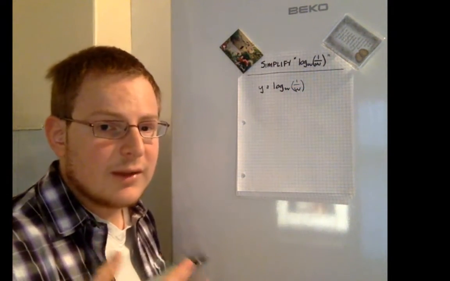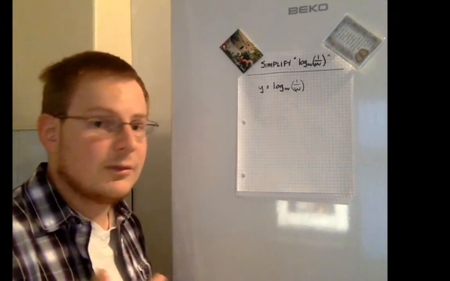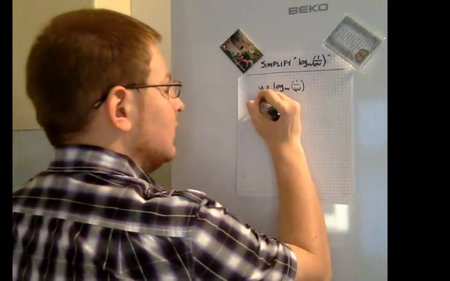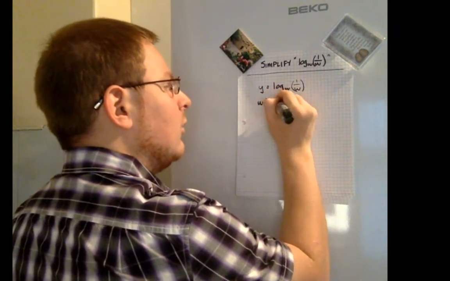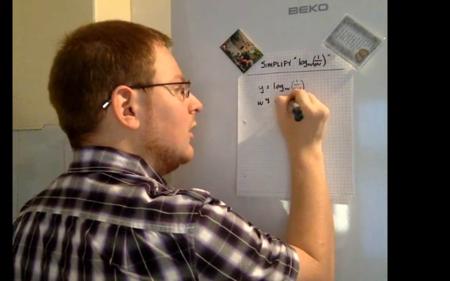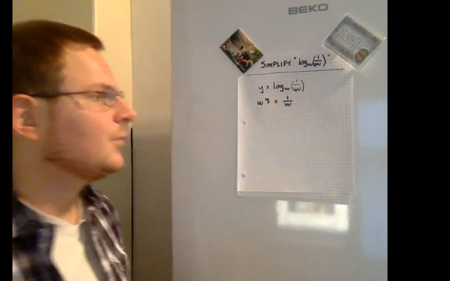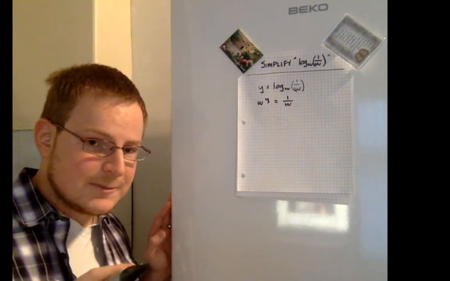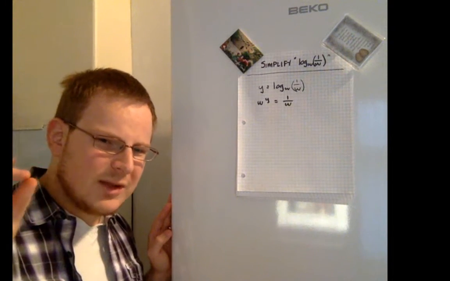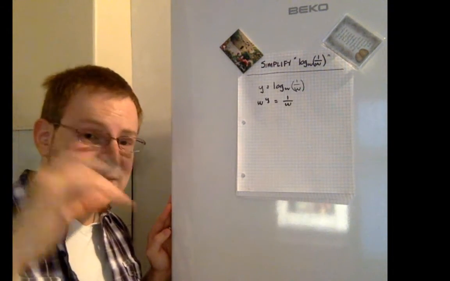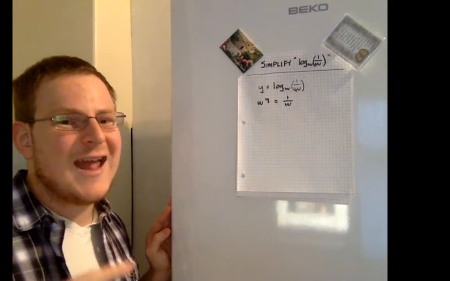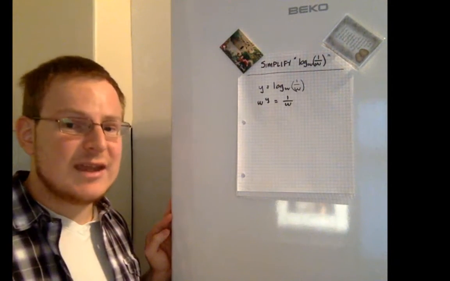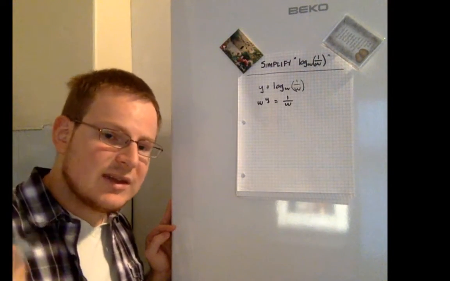So we can rewrite this according to the laws of logarithms, that w to the power of y is equal to 1 over w. Now, by the definition of exponents, something multiplied by itself 0 times is 1, and something multiplied by itself -1 times is its inverse. Let me give you an example.